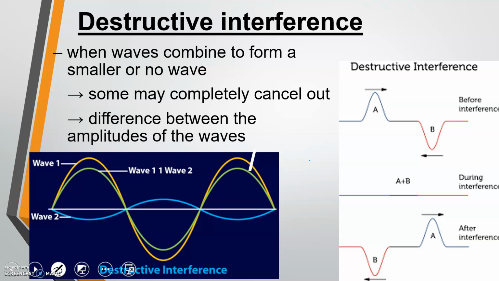Okay, so on the other hand, you have destructive interference, where we're going to destroy the amplitude, essentially. So when waves combine to form a smaller or no wave during that moment where they are interfering with each other. So sometimes it may completely cancel out, where you would have no amplitude, but sometimes it's just the difference between the two amplitudes. So maybe it just weakens it. So it would be weaker than the original two.